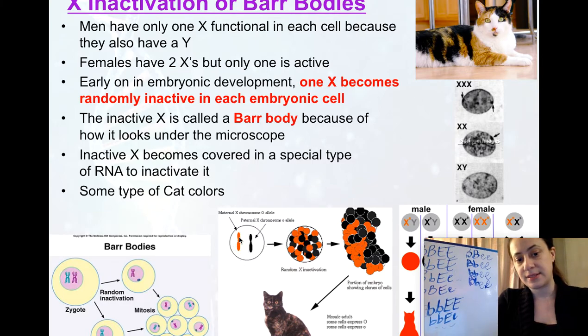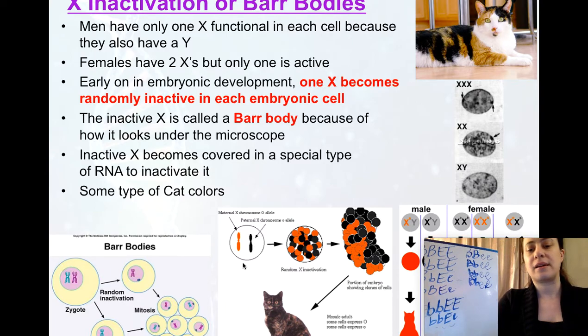Here's the zygote. And then as it develops, there will be one chromosome that condenses and becomes like a little tiny body, its own little body. Call it a bar body. And it's random as to which of the X chromosomes becomes inactive. So if we look at a calico cat where there are some orange and black alleles, maybe randomly it's the orange X that becomes inactive, maybe randomly it's the black X that becomes inactive.